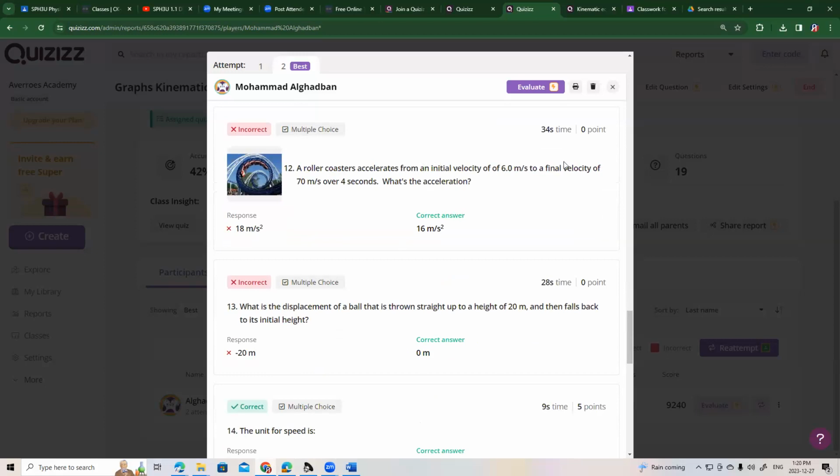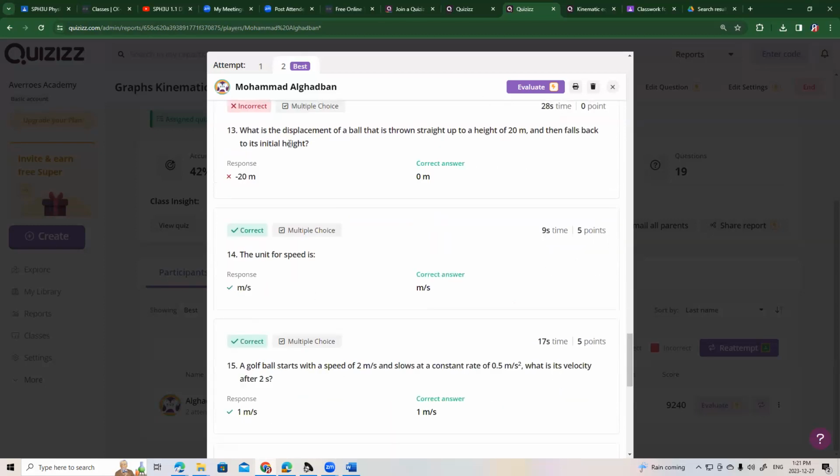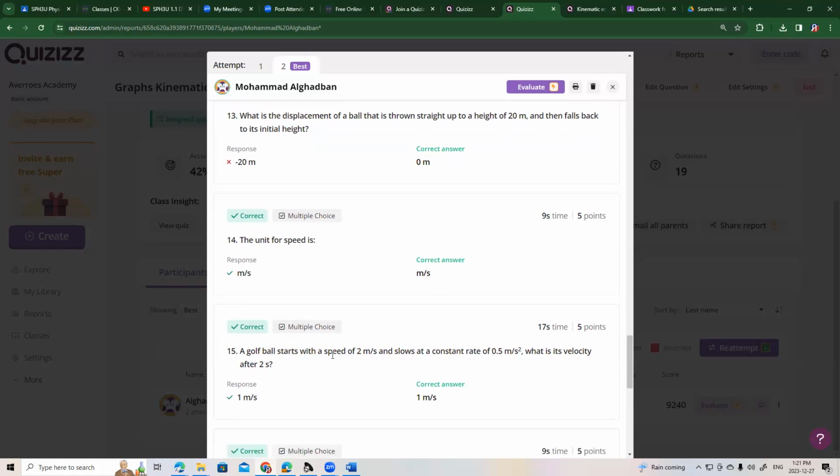Acceleration, when you have initial and final velocity and time. So change of velocities over time, for 4 seconds, gives you acceleration. So 70 and 6. So the difference is 64. 64 divided by 4 is 16. Okay, returns back to the initial position. So it started, returned back. So initial position is the same as final. Okay, so displacement is 0. So it's like a displacement vector that joins the initial and final position. Unit for speed. Okay, meter per second. Okay, this one is good.